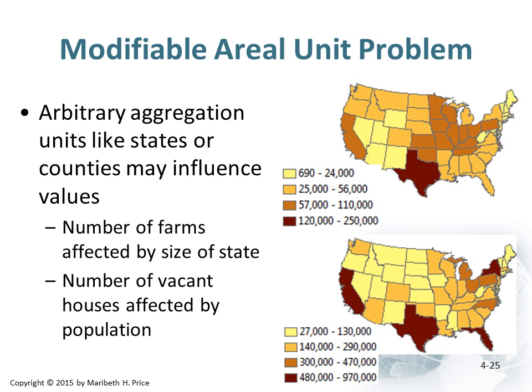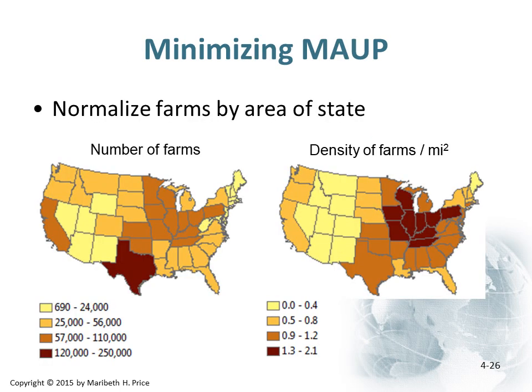And the reason is because when you modify the area, it changes the value. That is a classic example of a modifiable areal unit problem. How do you minimize it? Well, the first thing you do is try to normalize your data, in this case farms by area of the state. And that makes a tremendous difference in the output and what it looks like.